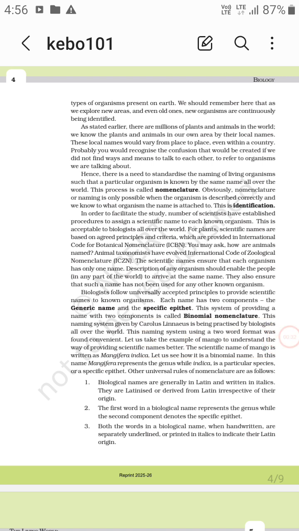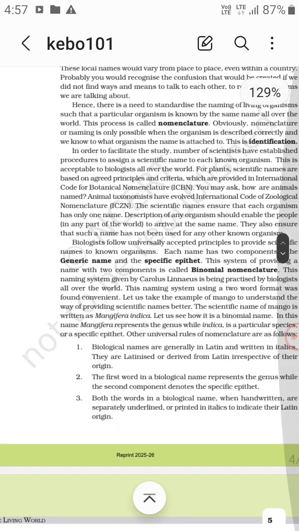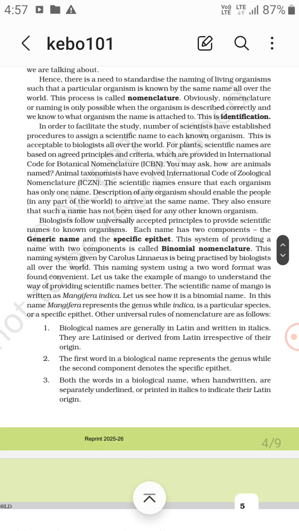There is a need to standardize the naming of living organisms such that a particular organism is known by the same name all over the world. This process is called nomenclature. Obviously, nomenclature or naming is only possible when the organism is described correctly and we know what organism the name is attached to. This is identification. For plants, scientific names are based on agreed principles and criteria which are provided in the International Code for Botanical Nomenclature (ICBN), and for animals, the International Code of Zoological Nomenclature (ICZN).